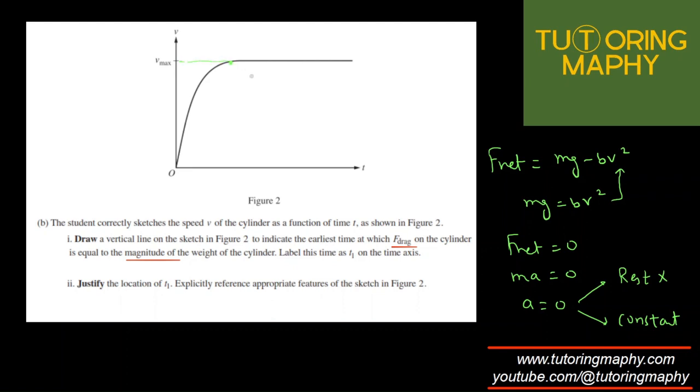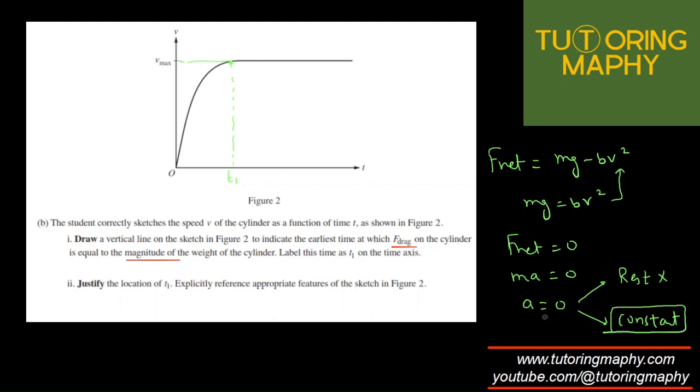So I would say exactly this is the time when the gravity force and the other force, the drag force, are going to be equal to each other. So this is how we indicate this. Let's see what the next question is. Justify the location of t1, explicitly referencing appropriate features of the sketch. I think we have already justified it, because I just said that the acceleration is 0. Acceleration is 0 means the velocity is constant.